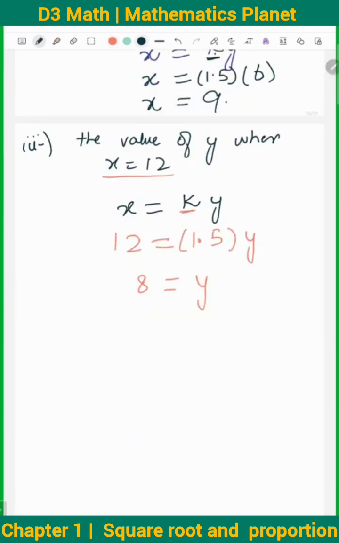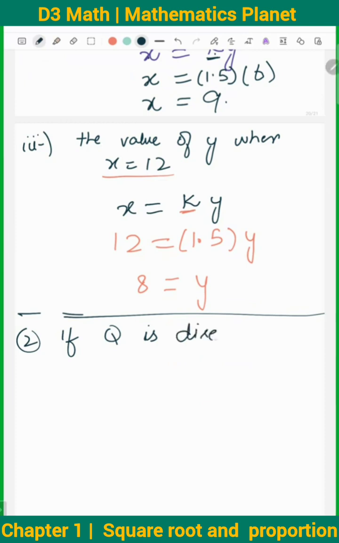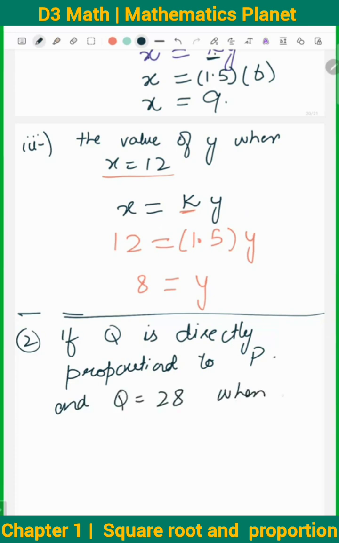Okay. The next is question number 2. If q is directly proportional to p, and q is equal to 28 when p is equal to 4.